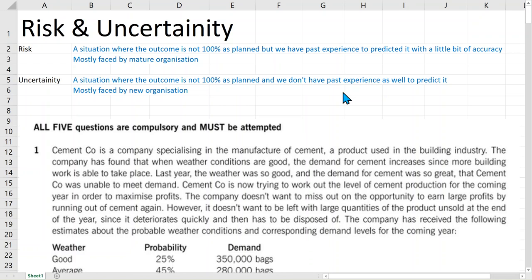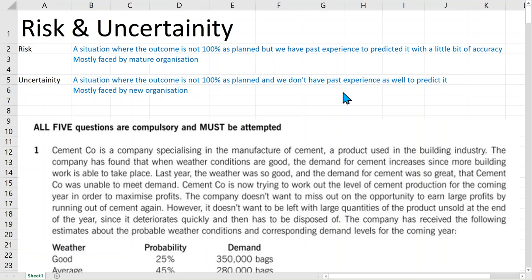Okay, guys, next topic is risk and uncertainty. Even though they're used together, there is a slight difference between risk and uncertainty. Both of them are used in a situation where the outcome is not going to be certain.